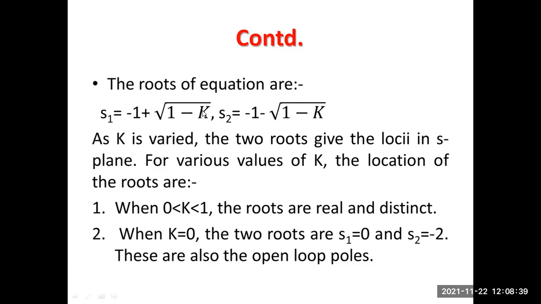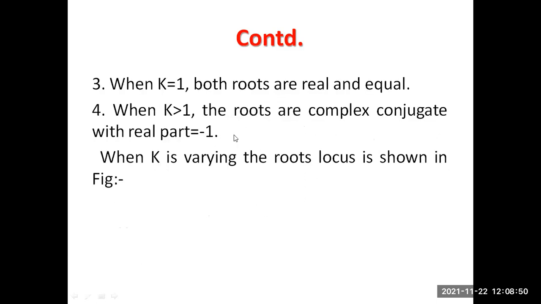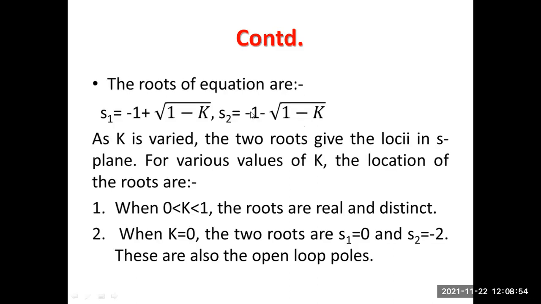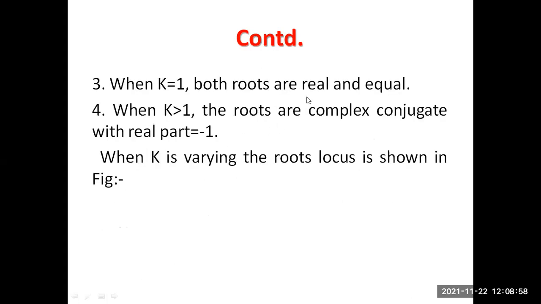Now when k equal to 0, this is 0. What will happen? The roots are S1 equal to 0 and S2 equal to -2. So these are basically your open loop poles. These are also real values. Now when k equal to 1, both roots are real and equal. So if k equal to 1, this will be 0. So both roots will be -1. So they will be real and equal.